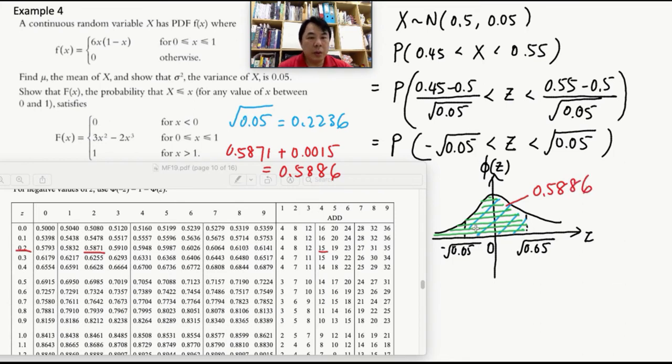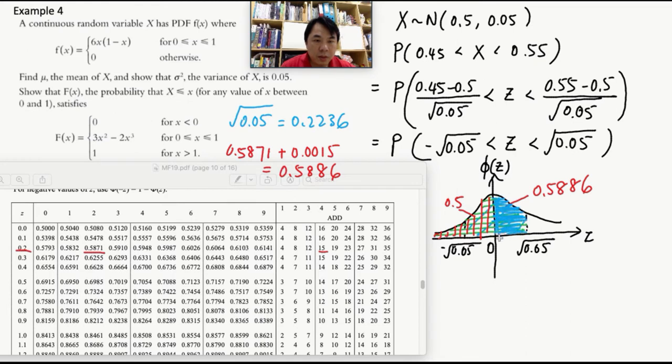So this region here represents an area of 0.5886. And then what we are interested to find is actually this very small area here. So what should we do? There are many ways to do this. These sections marked in red are 0.5. So we can take 0.5886 and subtract off this, then we will be able to obtain this very small region here.